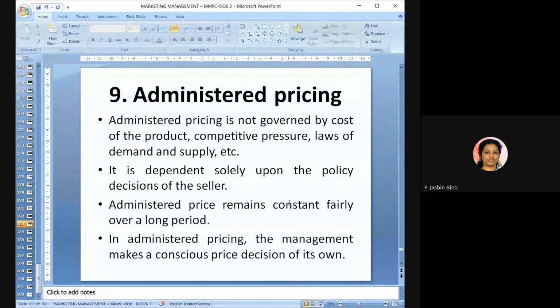The next one is administered pricing. It is not governed by the cost of the product, competitive pressure, or the laws of demand and supply.